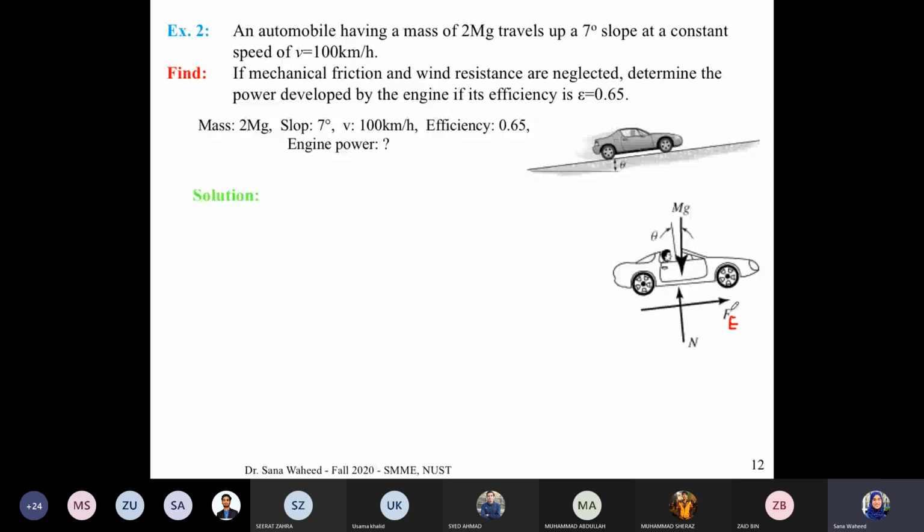So if we just find what this force is, of course P is equal to Fe times v. Why am I getting so stuck?